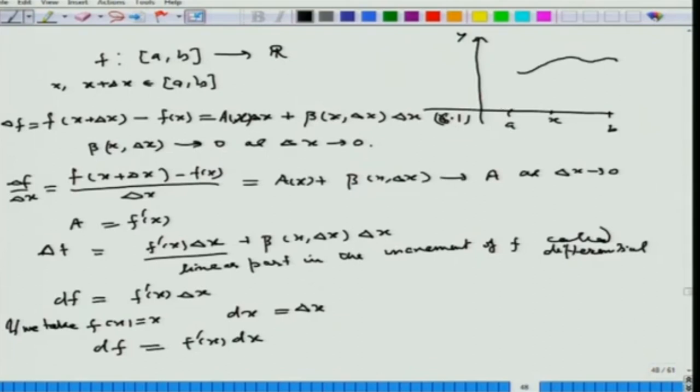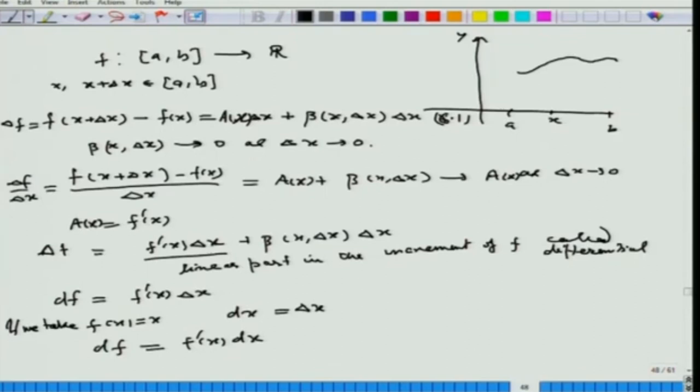And we can see that this a actually has to be f prime x. So, this a, of course, is a function of x, which is the derivative of f at x, which can be seen by just dividing 6.1 by delta x and letting delta x tend to 0. Since beta tends to 0 as delta x tends to 0, this term goes to 0, and so the right hand side of delta f by delta x tends to a of x as delta x tends to 0. And since this limit of delta f by delta x is, by definition, the derivative of f at x, therefore a of x must be f prime x.